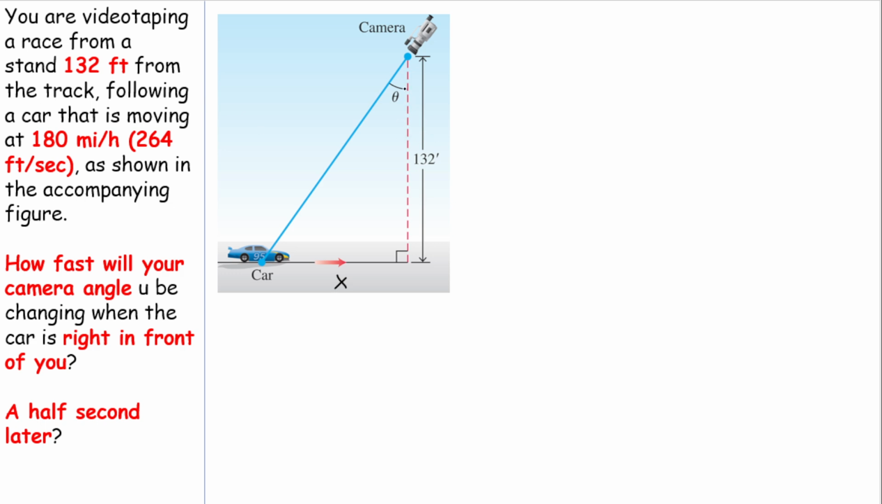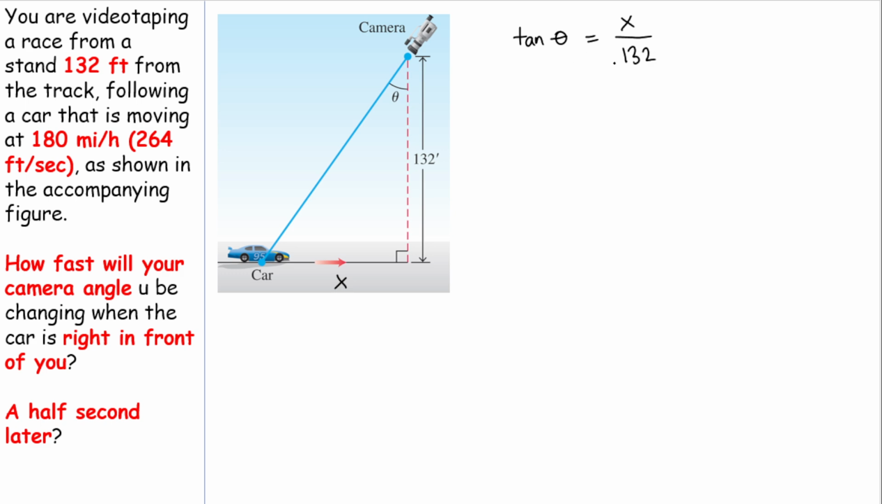So using trigonometry, this is the opposite side and this is the adjacent side. Opposite and adjacent is tangent. So we can write tangent of theta, and that will equal x, which is the opposite side, divided by the adjacent side. So I'll have x over 132. Good. But then I can take the derivative of both sides, right?